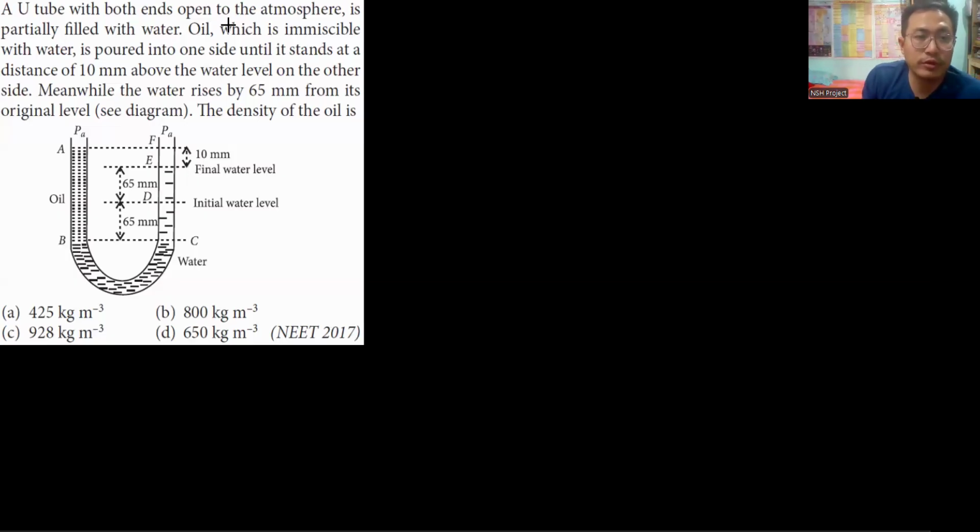A U tube with both ends open to the atmosphere is partially filled with water. Okay. Oil, which is immiscible with water, is poured into one side until it stands at a distance of 10 mm above the water level. Meanwhile, the water rises by 65 mm from its initial level. Okay, the density of the oil.